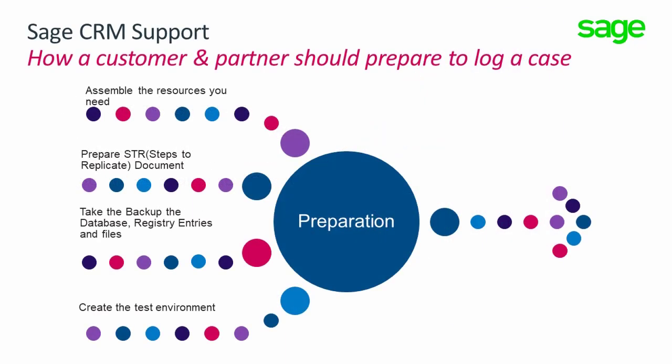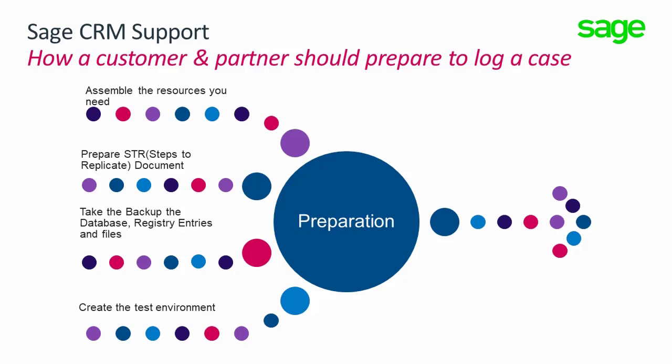Next, how to prepare, what preparation needs to be taken. I'll go through it from everyone's perspective: the customer, L1, L2 and level 3. First, from the customer perspective, what the customer needs to do when they initially find the issue, when they encounter the issue at their site. As I mentioned in the previous slide, they need to assemble the resources they need, like any online documents, and they should know whom to contact, their first point of contact. They need to have all the resources they need.